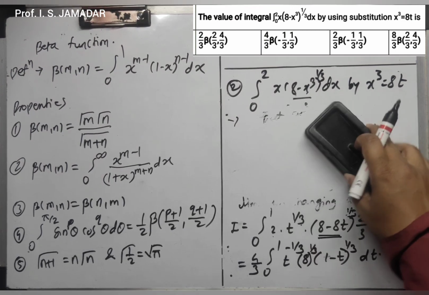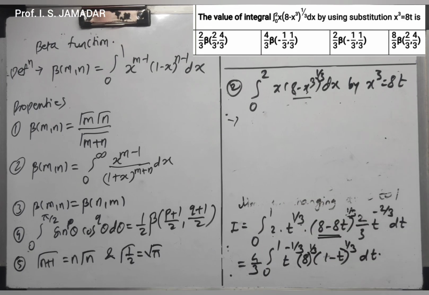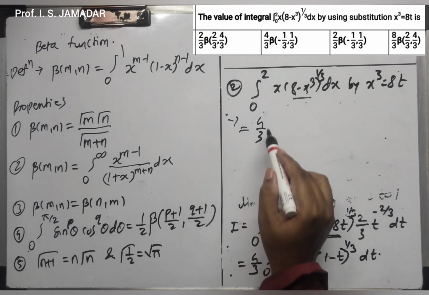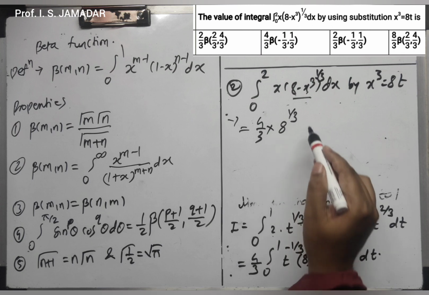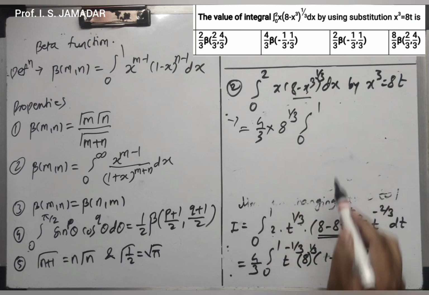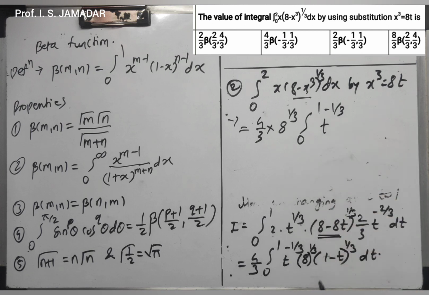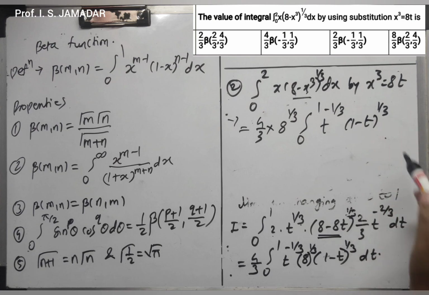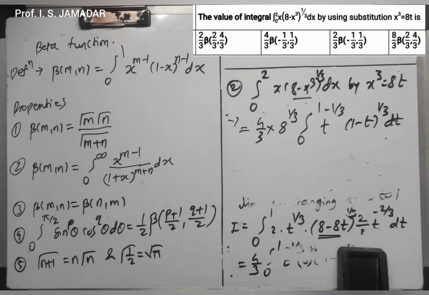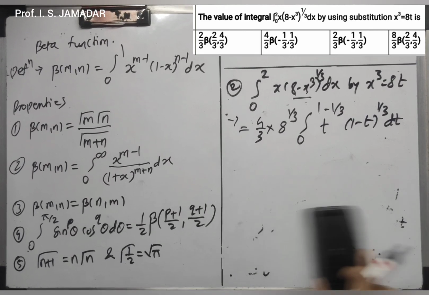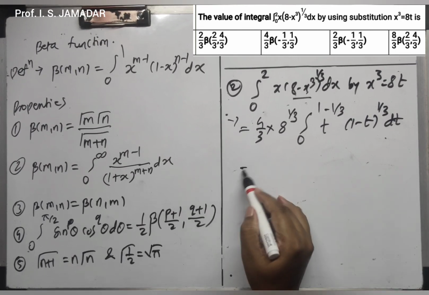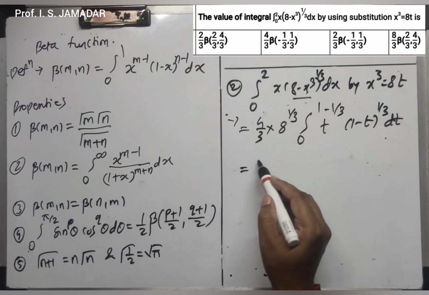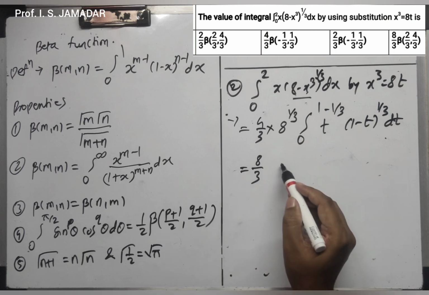Now simplify it further. It is equal to 4 upon 3, and this 8 raised to 1 upon 3 also taking outside, 8 raised to 1 upon 3 integration 0 to 1 of t raised to minus 1 upon 3 into 1 minus t raised to plus 1 upon 3 dt. Okay. So further it will be 4 into 8 raised to 1 by 3. 8 raised to 1 by 3 is the cube root of 8, which is 2. So 4 into 2 means 8 upon 3, integration 0 to 1.